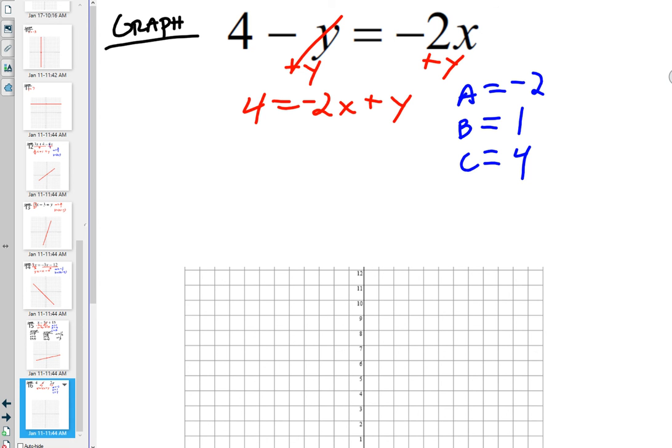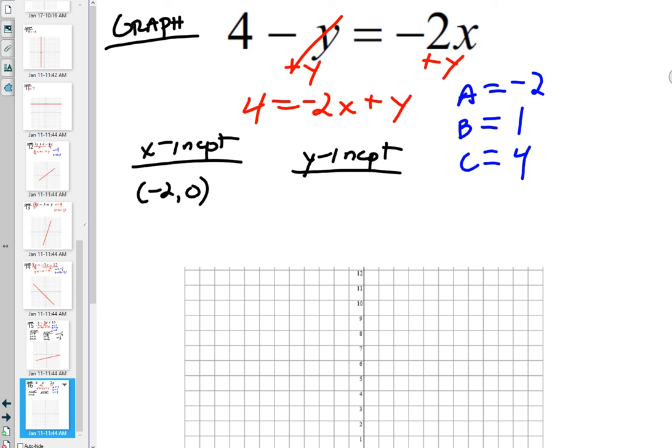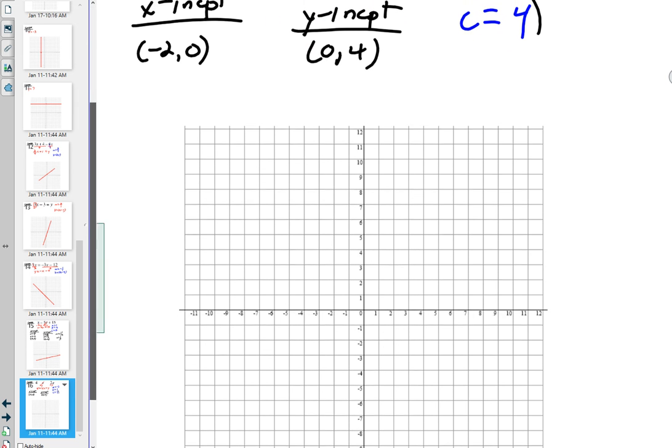So just real quick, the x-intercept ends up being 4 over -2, which is, I'm just speeding this up, is -2, 0. The y-intercept is 4 over 1, which is 0, 4. And then I just connect the dots.